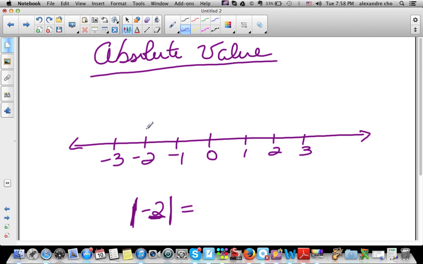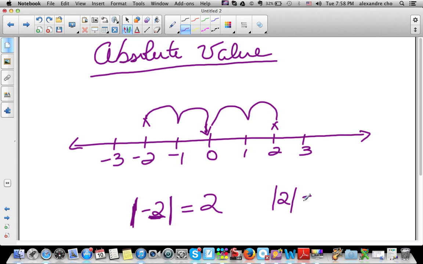Remember, distance can't be negative. So absolute value of -2 means you are here at this current location. How many spaces do you need to move to get to 0? In this case it is 2. Another number that has an absolute value of 2, let's take +2. If you're here and you need to go to 0, you would need to move 1, 2 spaces. So the absolute value of -2 is 2, and the absolute value of +2 is also 2. They're both 2 spaces away from 0, which also makes them opposites. So -2 and 2 are also called opposites. Why? Because they are the same amount of spaces away from 0. Okay?